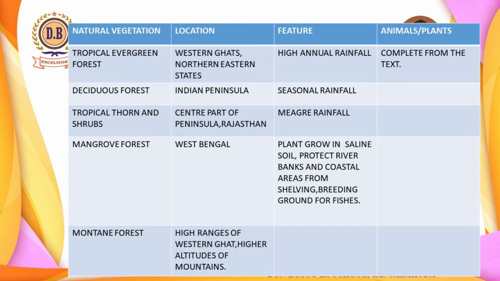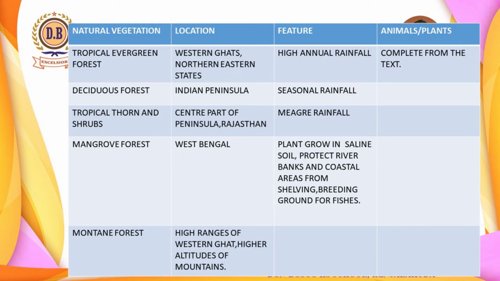So under tropical evergreen forest, the location is Western Ghats and Northeastern states. The features: heavy rainfall, high annual rainfall. Thirdly, you must fill up all the animals that we find there. Now, after the tropical evergreen forest, you will next write the heading deciduous forest. Deciduous forest feature: seasonal rainfall. Okay, under feature you will write seasonal rainfall.